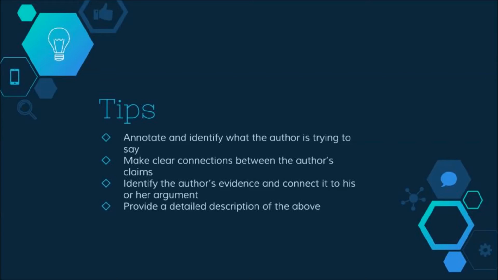Some good tips are to annotate and identify what the author is trying to say. You can do this by looking at the thesis or the main idea of the paper and connecting it with the author's claims or their body paragraphs or different topic sentences and ideas that they bring up to support their thesis. So you also want to identify the author's evidence, which they will provide in their different body paragraphs, and find how it connects to their main idea and the different arguments that they are providing in their thesis.